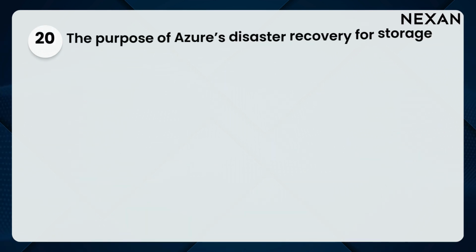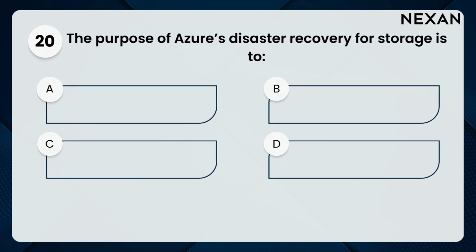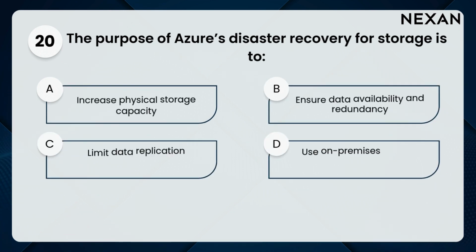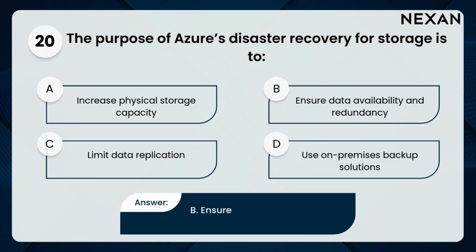20. The purpose of Azure's disaster recovery for storage is to A, increase physical storage capacity, B, ensure data availability and redundancy, C, limit data replication, D, use on-premises backup solutions. Answer: B, ensure data availability and redundancy.